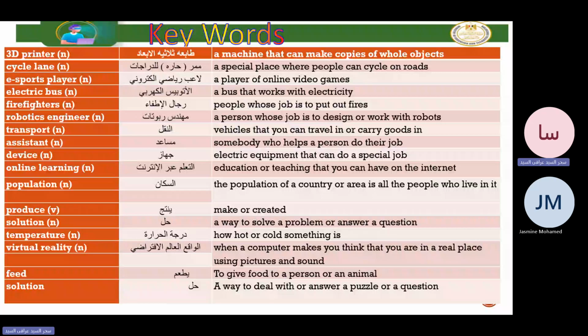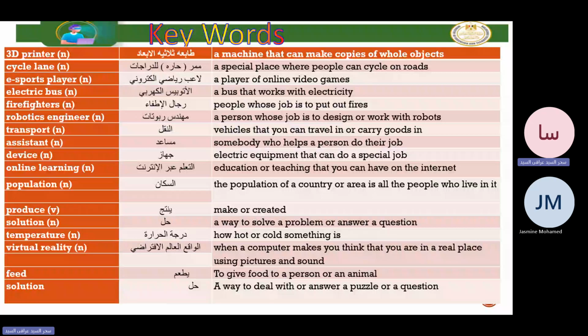Population means the population of a country or an area. It's all the people who live in it. Use as a verb means make or create. Solution: it's a way to solve a problem or answer a question. Temperatures: how hot or cold something is. Virtual reality: when a computer makes you feel that you are in a real situation, using pictures and sound, so that we can see and hear something on the internet. It does not really exist, but it's virtual. Feed: to give food to a person or an animal. Solution, I have just said it: it's a way to deal with or answer a problem or a question.